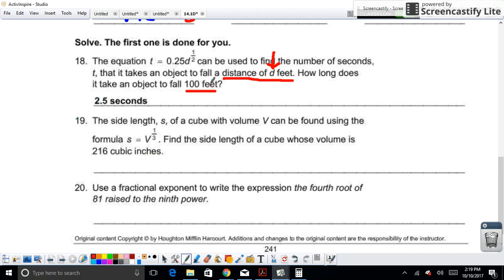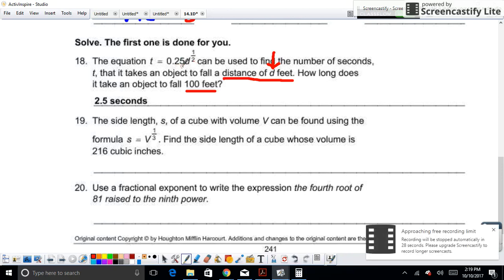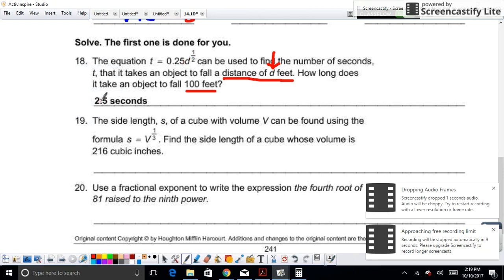It's the same thing. So first thing is we have this formula, t equals 0.25 d to the 1/2 power. That 0.25, we're going to multiply that times d to the 1/2 power. All right, that is multiplication right there. So you're just going to plug in 100 and do 100 to the 1/2 power gives you 10. And then 10 times 0.25 gives you 2.5.